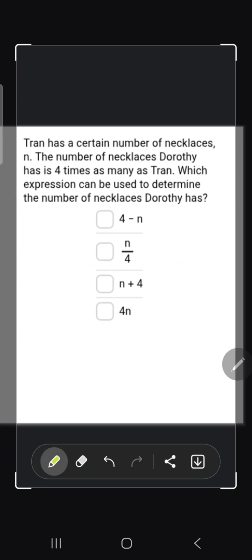Tran has a certain number of necklaces, and the number of necklaces Dorothy has is 4 times as many as Tran. So that would be multiplication. That would be 4n.